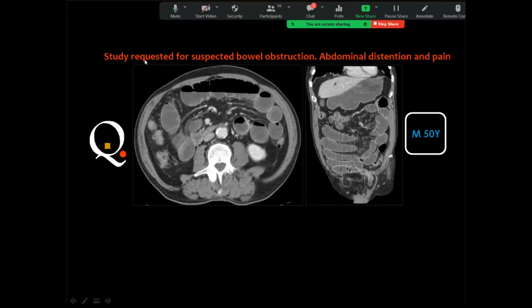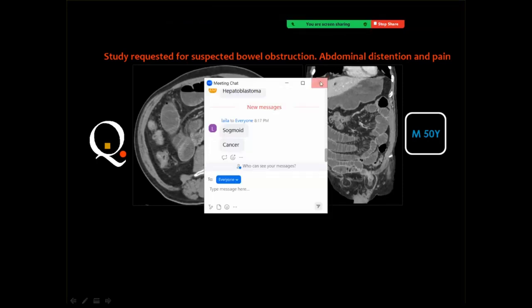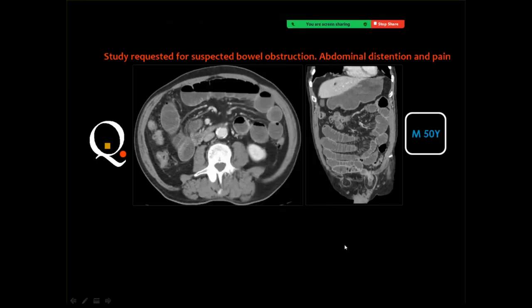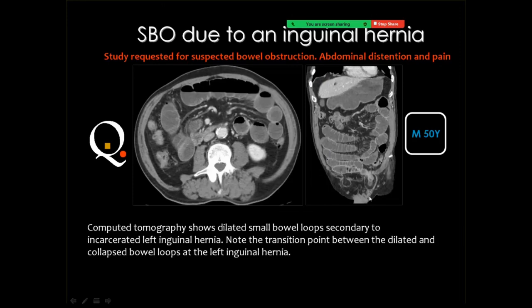This is a study. This study was requested for suspected bowel obstruction. The patient, male patient, 50 years old, with distension of the abdomen and pain. Inguinal hernia with a small bowel obstruction. Very good, very good. And this is hernia.